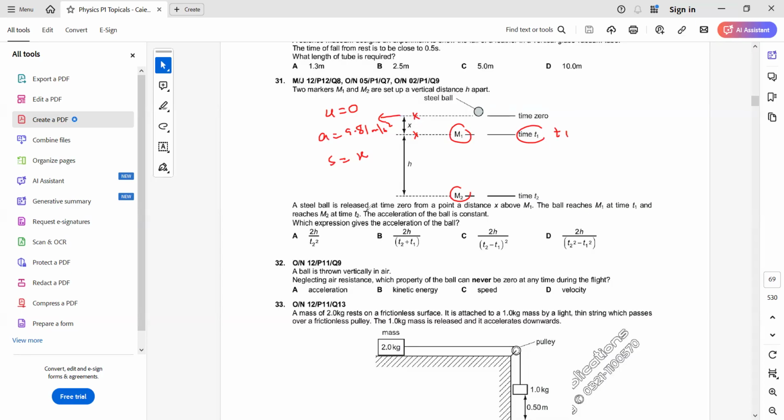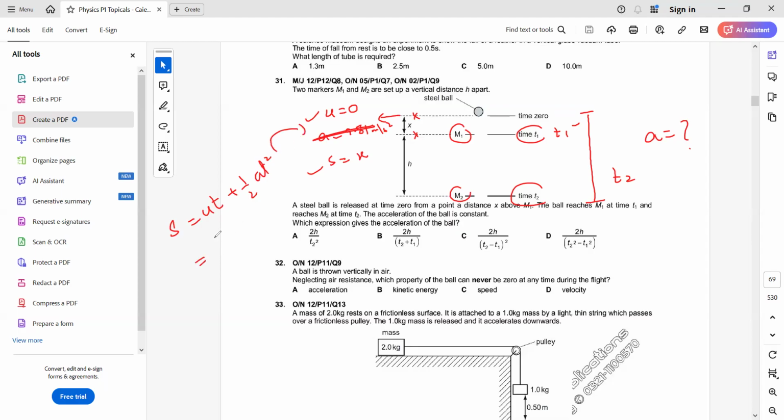Then it says it reaches marker 2 at time t2. That means from all the way here to here, the time is t2. Which expression gives us the acceleration? Okay. So we are not allowed to use this. They want us to find acceleration in terms of the equation we have. So for the first part of the journey, till it reaches marker M1, I have u, I have s, and I have t, right? So I can work out an expression involving all three of these. So I can use s equals ut plus half at squared for this part of the journey.